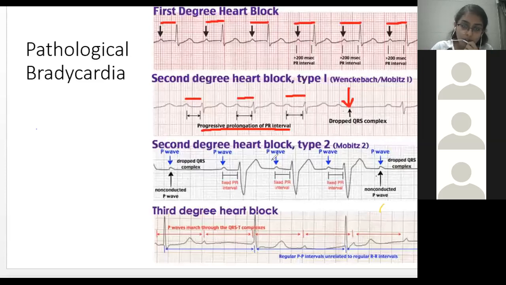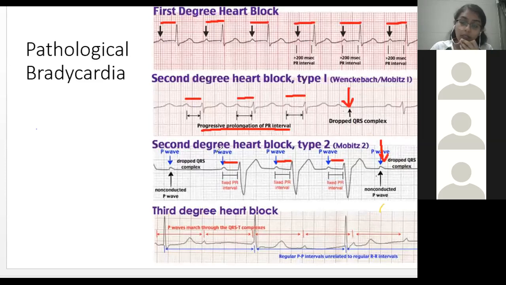Now there is Mobitz 2. In Mobitz 2, what happens is, there is equal PR interval. There is no change in the PR interval, although after some time you can see that one QRS complex is dropped. There is a drop of QRS complex without successive increase in PR interval. This is type 2, Mobitz type 2.